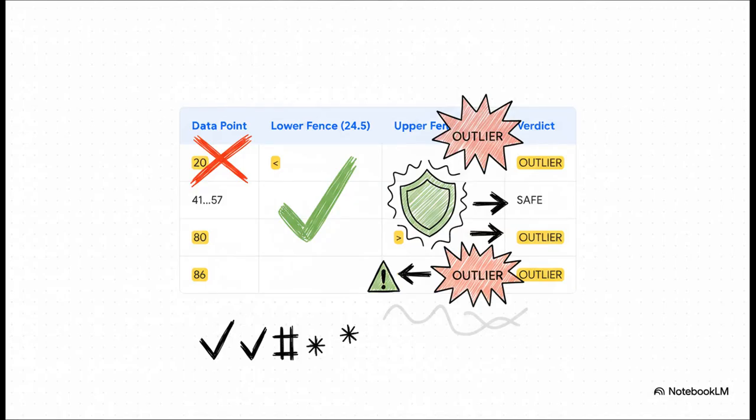Let's inspect the evidence. First up, 20. Is it less than our lower fence of 24.5? Yes, it is. Verdict, outlier. All the numbers from 41 to 57? They're totally safe, well within our boundaries. But what about 80? That's bigger than our upper fence of 76.5. That's another outlier. And 86? That one's even further past the line. Verdict, another outlier. We found 3 of them.